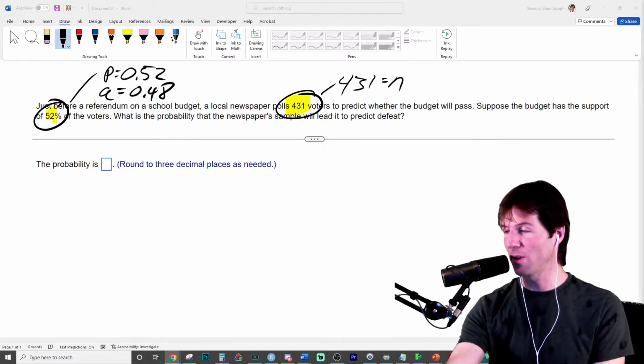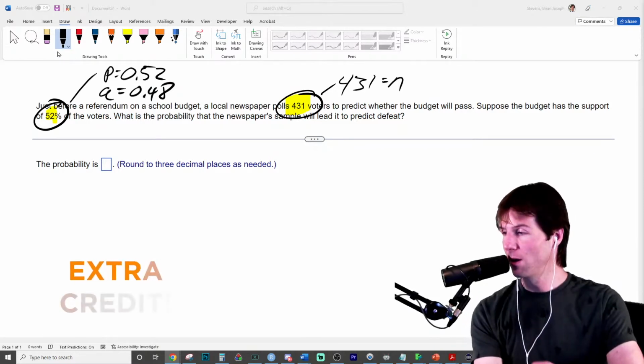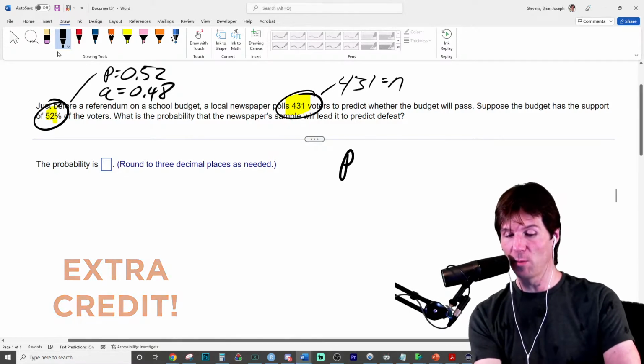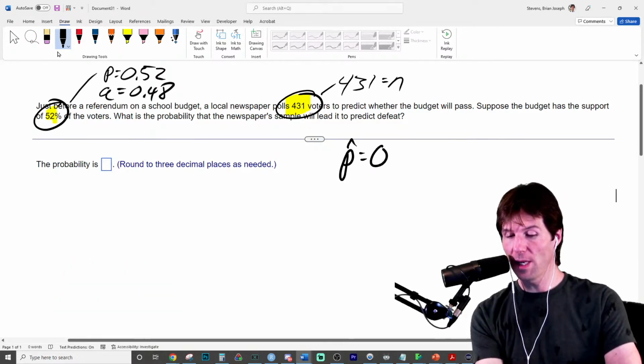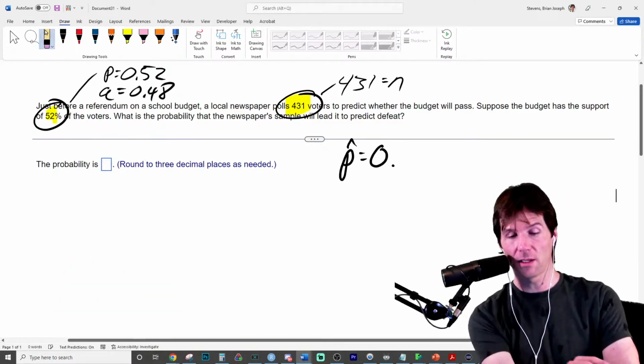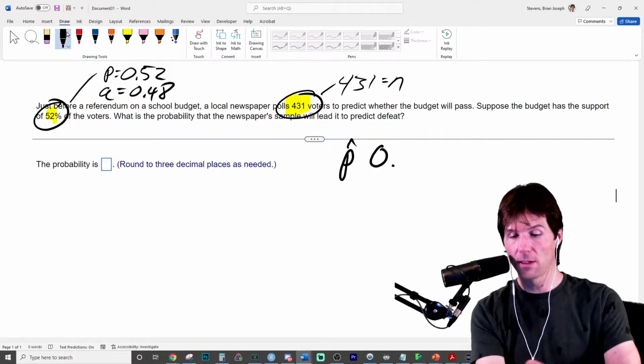Oh, Priya's already getting some of the... Great job, Priya, right there. Less than 50%. Great job, William. So P hat, we're looking for actually technically a P hat less than 50%.